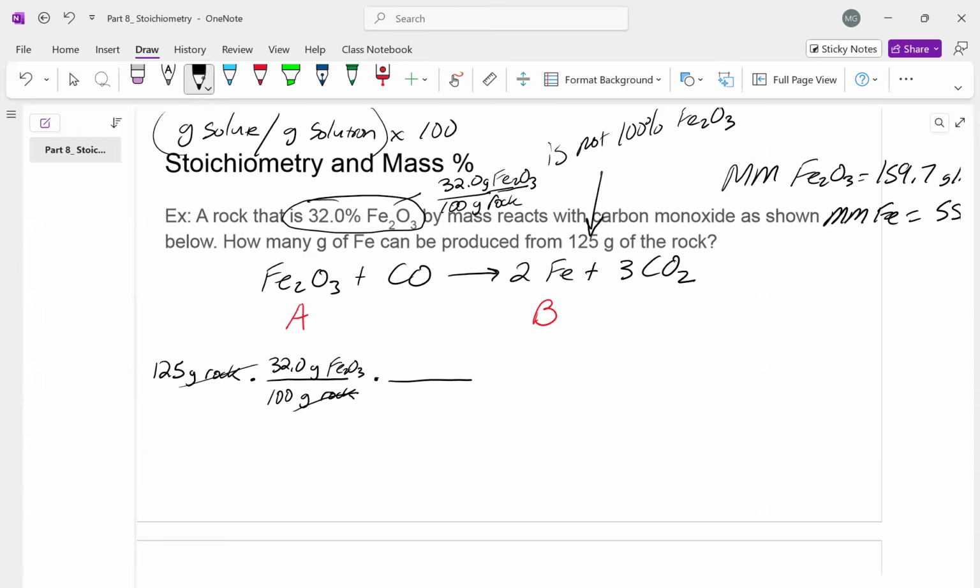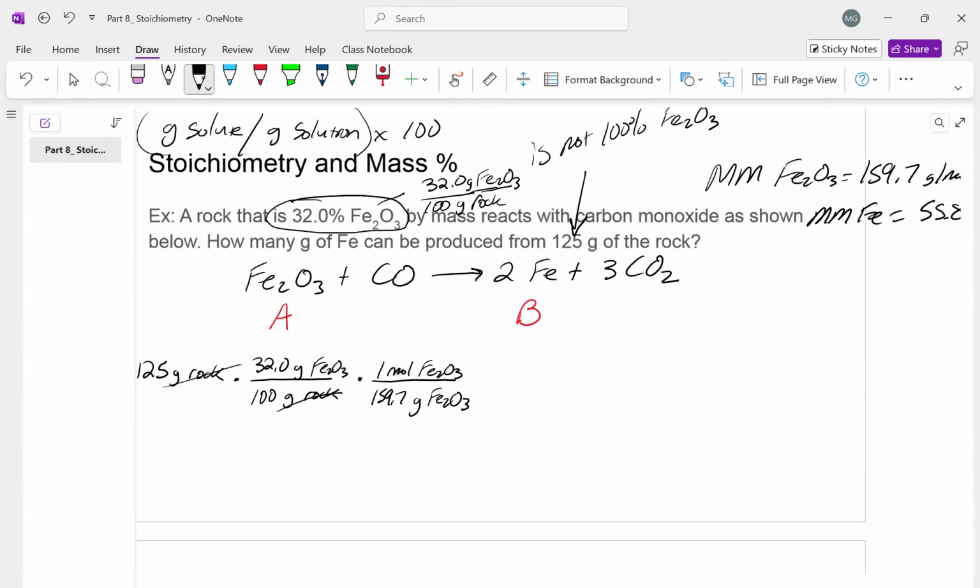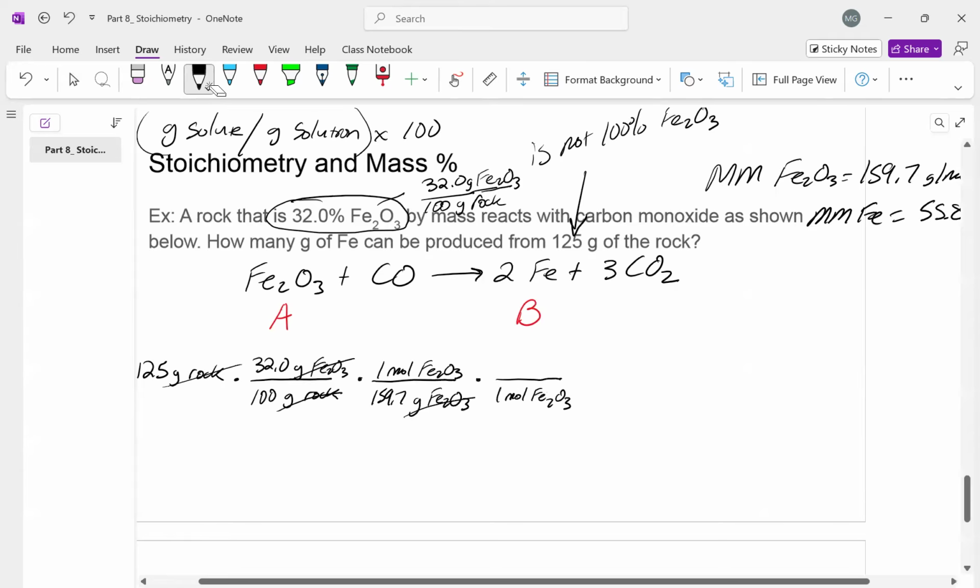How do I get to moles? Well, 1 mole of Fe2O3 has a molar mass of 159.7 grams. Again, the problem gives that to you, but you should be prepared to find that molar mass on your own. Now I'm in moles of A. How do I get to moles of B? I'm going to use the coefficients from the balanced equation. This equation says 1 mole of iron oxide will produce 2 moles of iron.